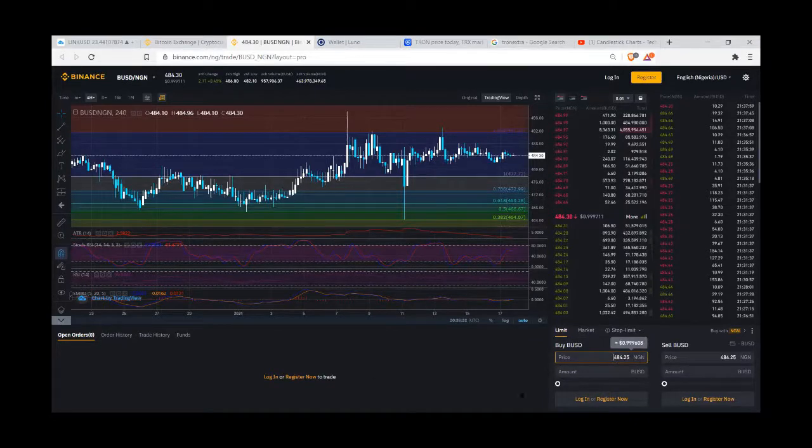Let me just do a demonstration. Please, can you see my Binance screen now? It's a different screen from the first one. Yes, we can. All right.